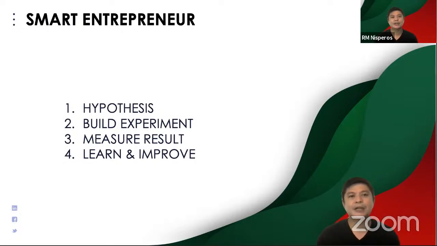So what's the smart way to do that same t-shirt business? So I would build first a hypothesis. Hypothesis is that, let's say for the 100,000, I need to sell 200 shirts to be profitable. So yun yung hypothesis ko. So I build the experiment.